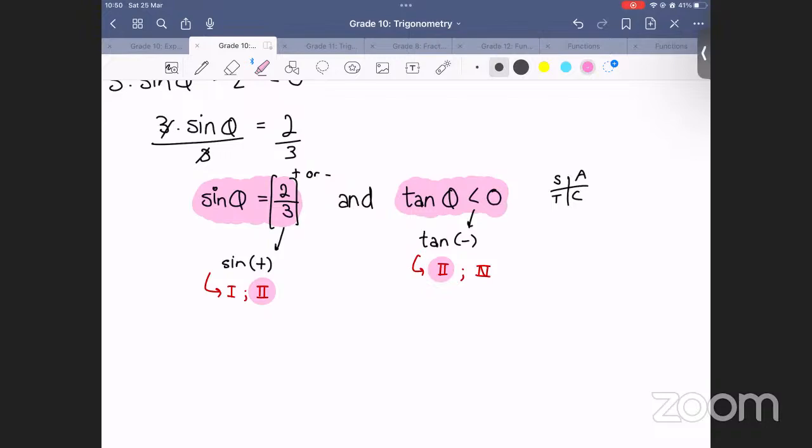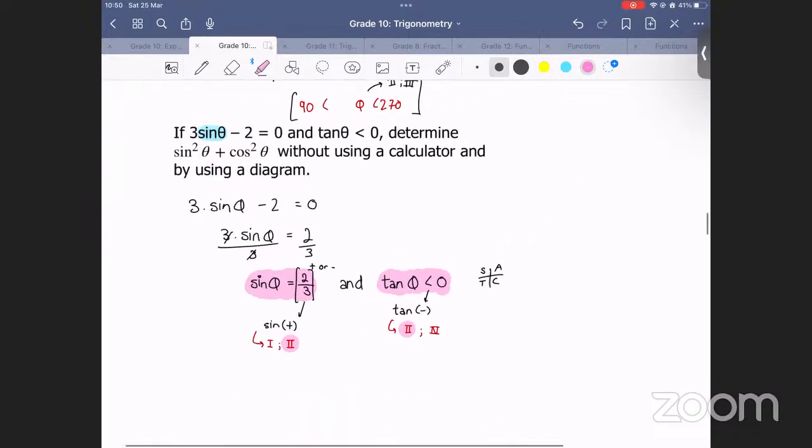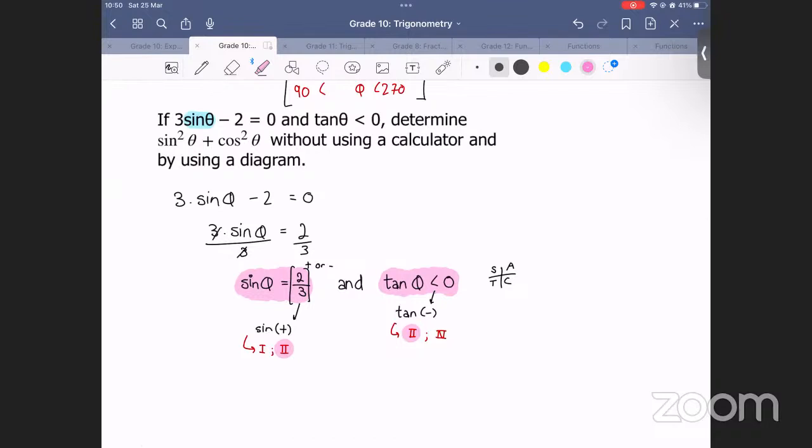So first, you need to determine the quadrant. There's two steps. You're going to determine which quadrant it is in, firstly, by using your isolated trig ratio. So we isolated sine theta, we got positive 2/3. Since 2/3 is positive, that means sine is positive. Sine is positive in which quadrants? In the first and in the second.